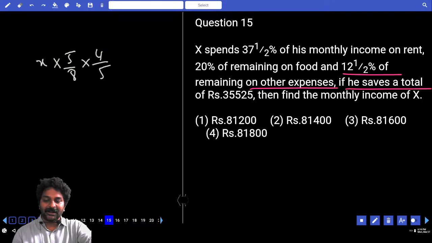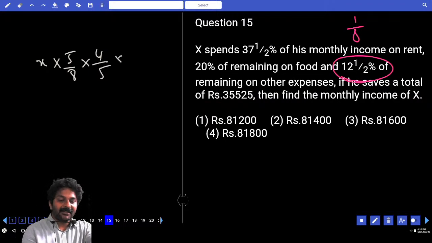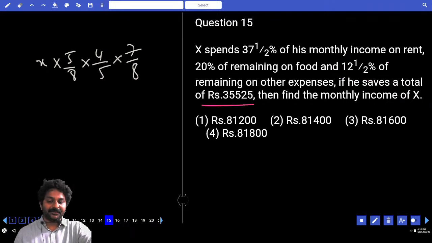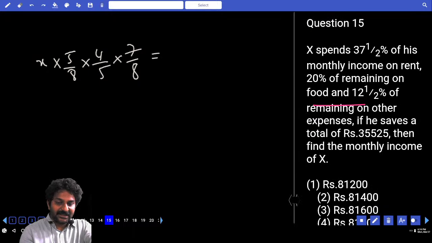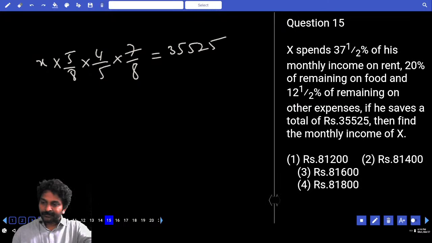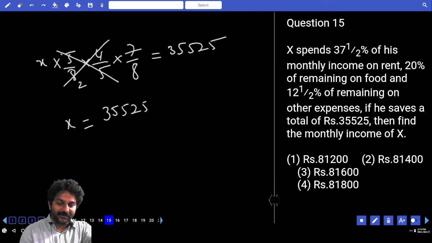If he saves the total something, if 12.5% which is 1/8, if 1/8 is spent, what is remaining? 7/8. And this value is savings, which is equal to 35,525. Our question is to identify x value. అందరూ మాట్లాడండి. So 5 cancel 2 times. X is equal to 35,525 into 16 by 7.